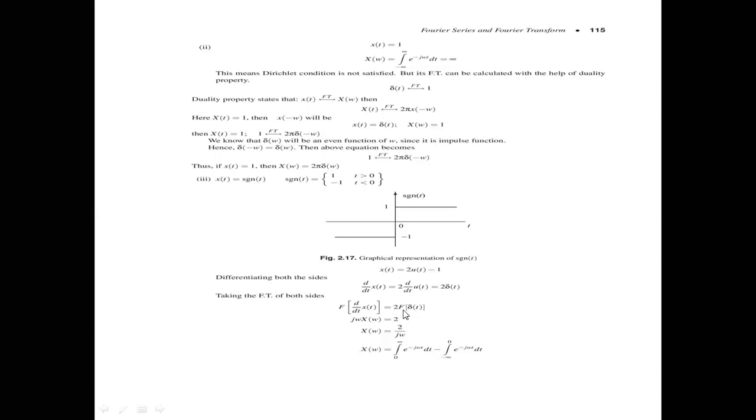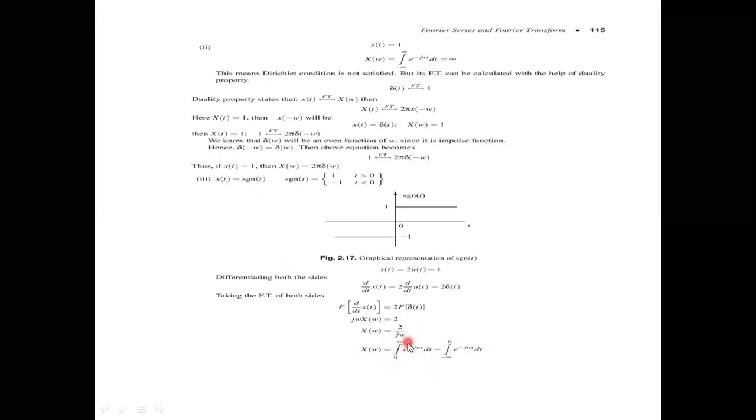Apply the Fourier transformation on both sides. By using the time differentiation property, d/dt of x(t) becomes jω X(ω), and the Fourier transformation of delta(t) is 1, with the 2 already multiplied. So X(ω) is equal to 2/(jω). The signum of t has the Fourier transformation 2/(jω).